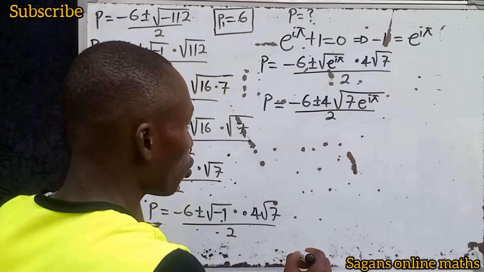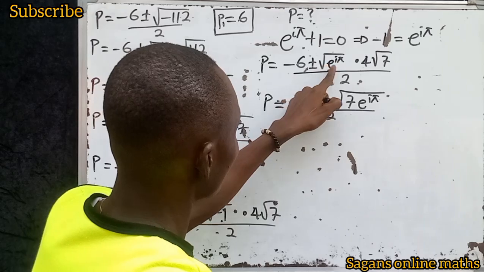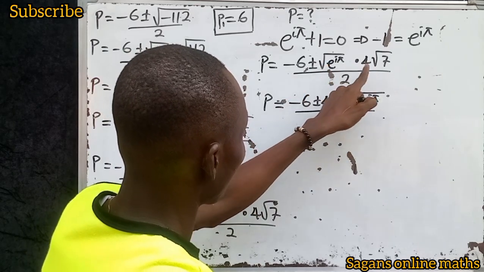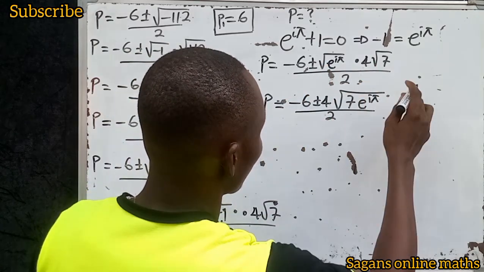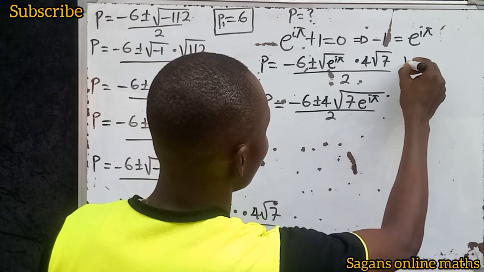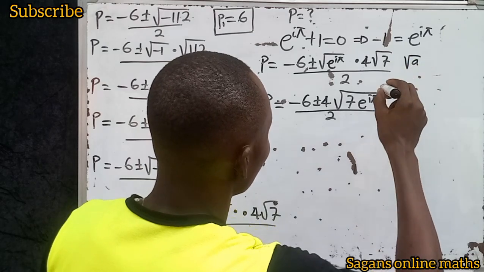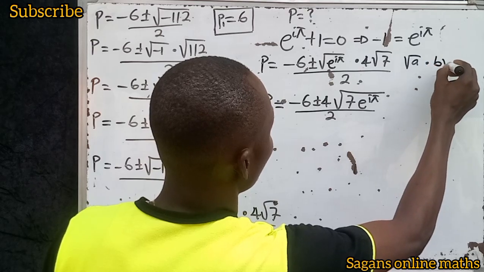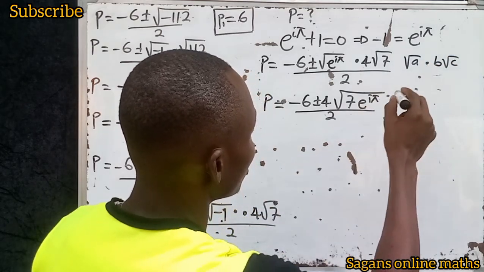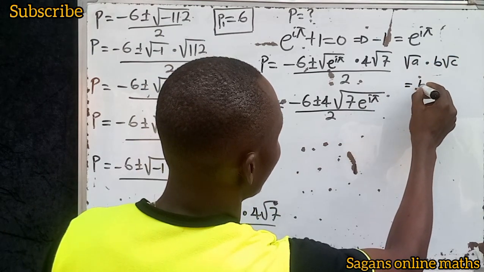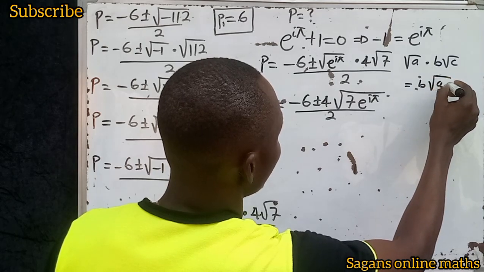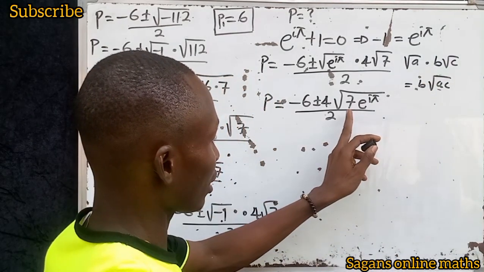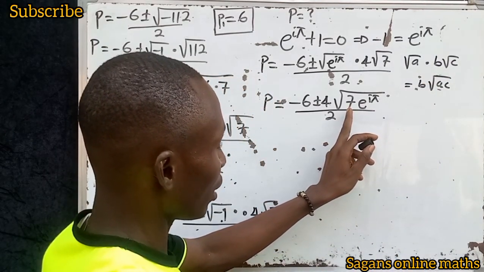I know most people will not understand why this is multiplied by this. Remember one of the rules of surds: if you have root a times b root c, this will be equal to b root ac. This is the rule of surds, as you can see, that we are applying here.